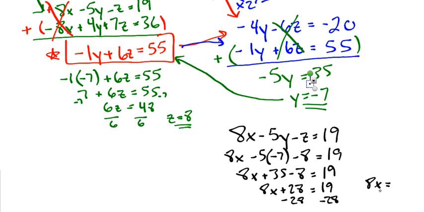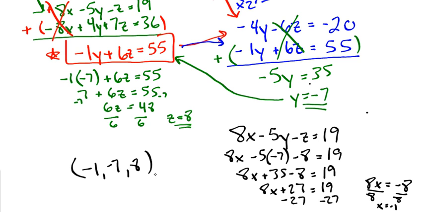What have I done? Oh, I said that 35 minus 8 is 28. It's not. It's 27. Addition and subtraction get you every time. So that makes that negative 8, and so I get that x is negative 1. So my solution, x, comma, y, comma, z. Right there. I'll do number 8 in a different video.